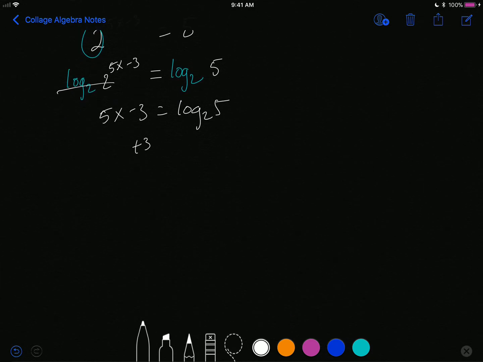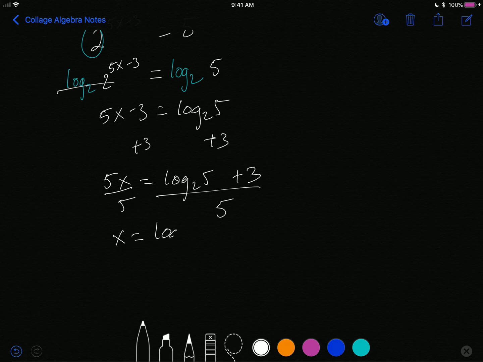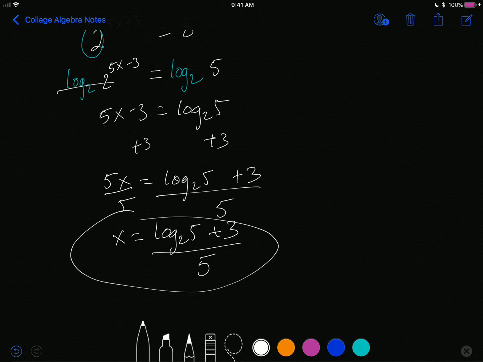So I'm going to add 3 to both sides. 5x is equal to log base 2 of 5 plus 3, divide by 5, divide by 5, x is equal to log base 2 of 5 plus 3 divided by 5. There you go. That's an answer. That's a wrap.